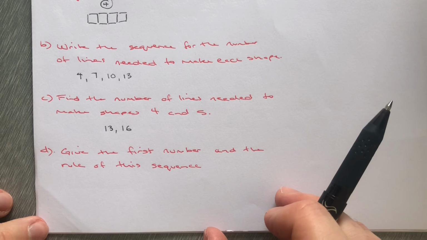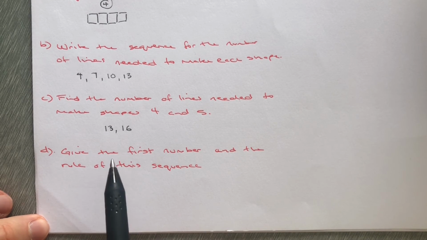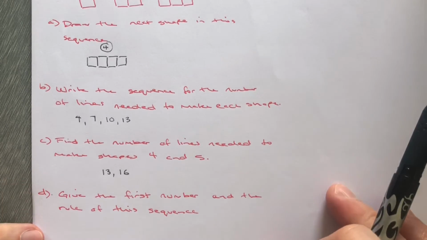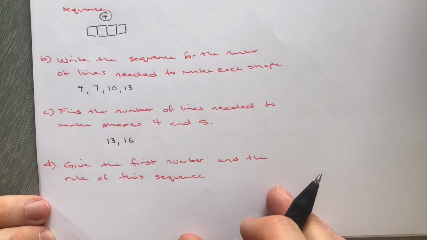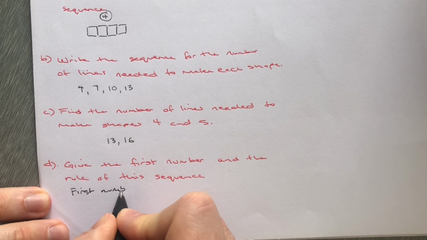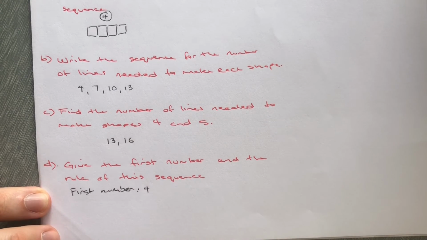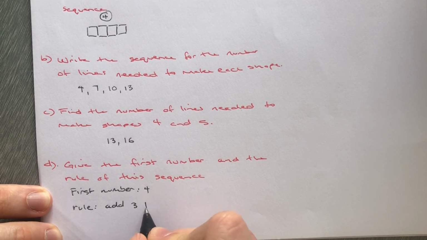Now D, give the first number and the rule for this sequence. The first number we saw was 4, because there's 4 lines in that first shape. So I'll say here, first number is 4. And it wanted the rule as well. So the rule would be we add 3 to the previous number, because it was going up 3 every time.